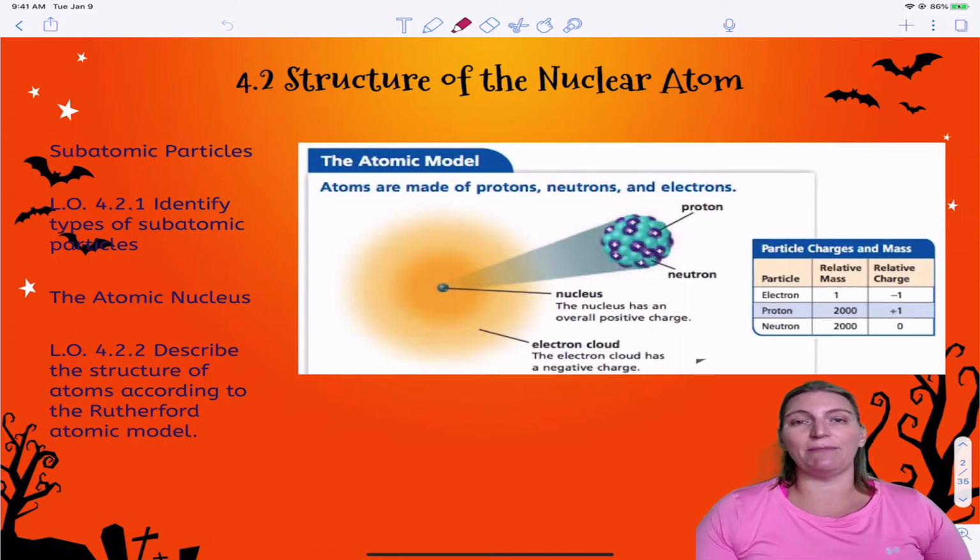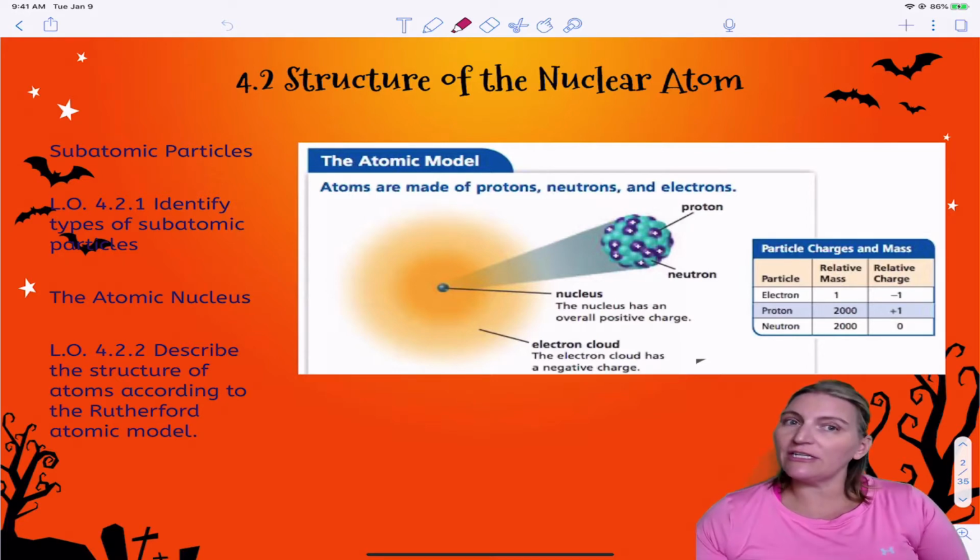And these, I believe that you know from elementary school and middle school, that inside an atom there is a nucleus. The nucleus is at the center of an atom. It contains the protons and the neutrons. And then outside the nucleus there is what we call the electron cloud.